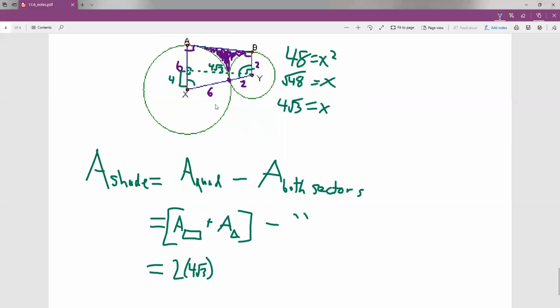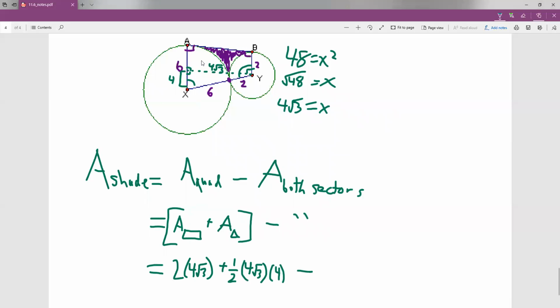So that's the area of the rectangle, and then the area of the triangle is 1/2 my base, which could be either of these. We'll say it's 4 root 3 times my height, which is 4. Minus, now we're going to do the area of both sectors.